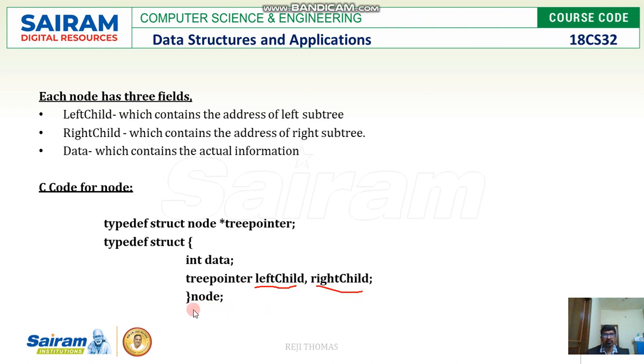Look, we have taken a typedef structure, or you can say we have created our own type called node, and for nodes we have a pointer called tree pointer, and we have created two variables of tree pointer. One is the left child and the other one is the right child. So we have created our own structure with the pointers left and right child.